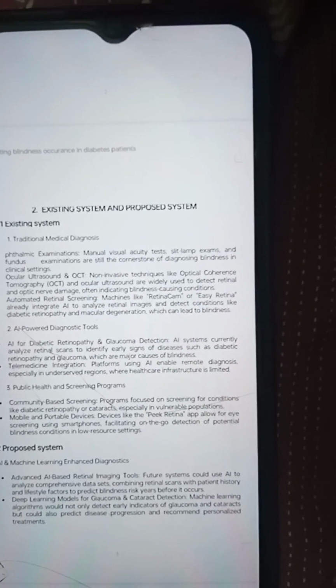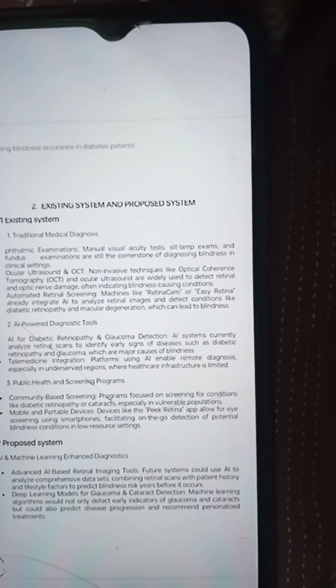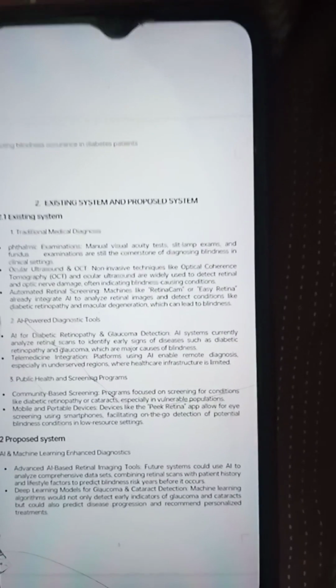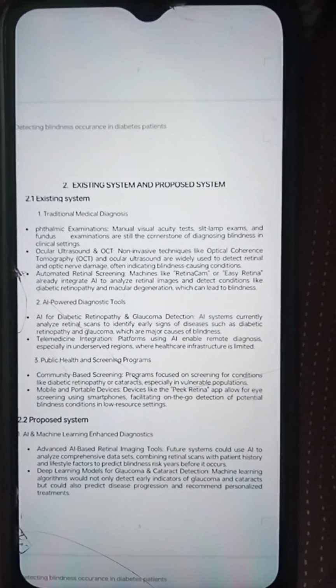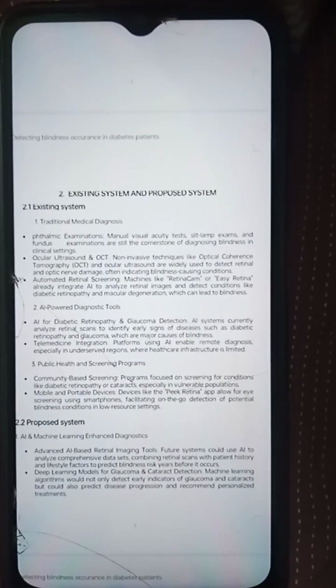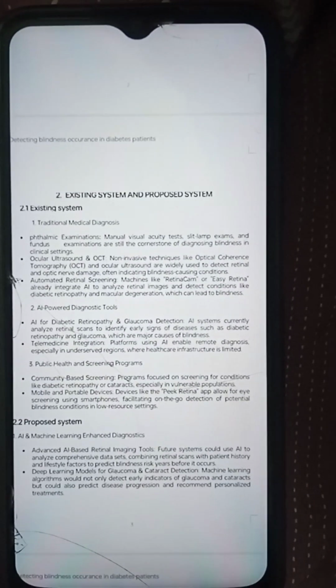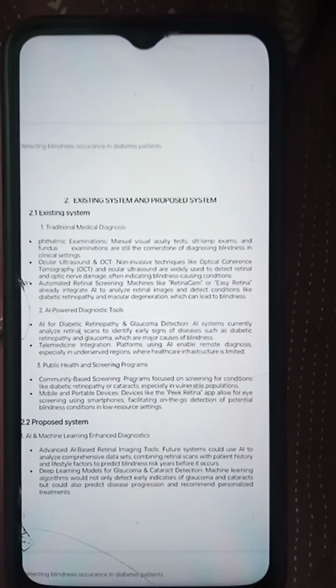Automated retinal screening: machines like Retina Cam or Easy Retina already integrate AI to analyze retinal images and detect conditions like diabetic retinopathy and macular degeneration, which can lead to blindness. AI-powered diagnostic tools: AI for diabetic retinopathy and glaucoma detection. AI systems currently analyze retinal scans to identify early signs of diseases such as diabetic retinopathy and glaucoma, which are major causes of blindness.